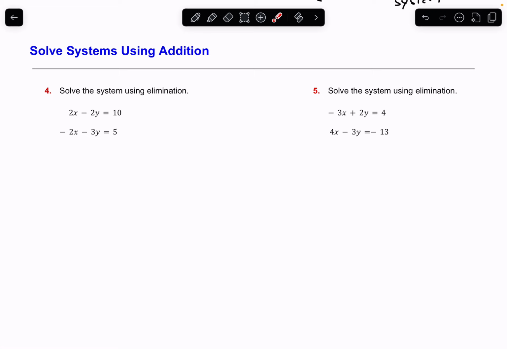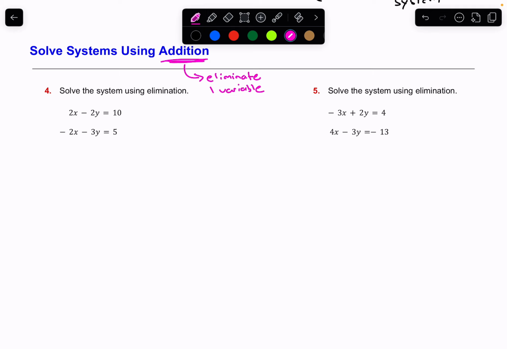But okay, so our goal with elimination is to literally eliminate a variable. So when we say addition up here, we really mean eliminate one variable. So we're trying to add the two equations together, use addition to get rid of one of the variables. In this first problem, number 4 here, notice 2x and negative 2x are right on top of each other. Our job is to add these two equations together so that these x's cancel.